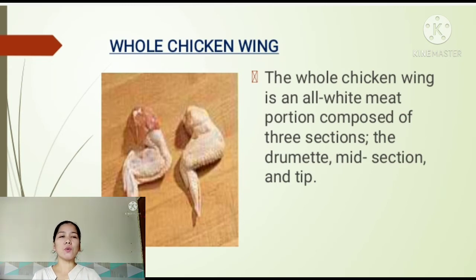Okay, let us discuss now the whole chicken wing. The whole chicken wing is an all-white meat portion composed of three sections, the drumette, the midsection, and the tip. Okay, the whole chicken wing has three parts or three sections, the drumette, the midsection, and the tip. So, kung ilalagay natin siya sa ating human body, siya ay yung ating kamay.